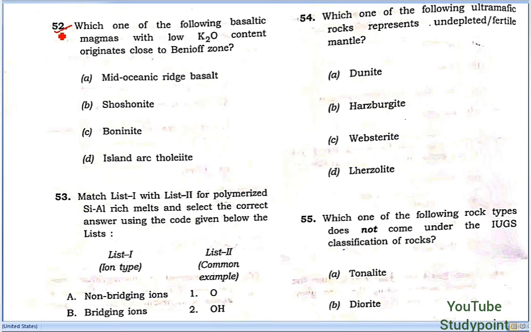Next question number 52. Which one of the following basaltic magmas with low K2O content originates close to Benioff zone? Which basaltic magma is found in Benioff zone, with low K2O content? Right answer is option D, tholeiite and island arc are found in Benioff zone. Next question number 54. Which one of the following ultramafic rocks represents undepleted fertile mantle? Right one is option D, lherzolite.